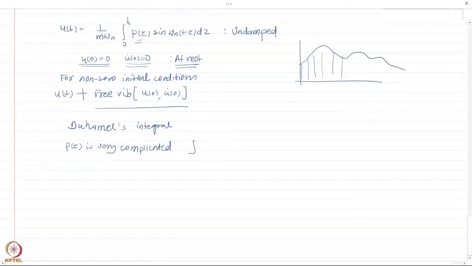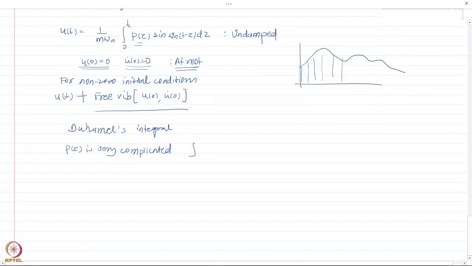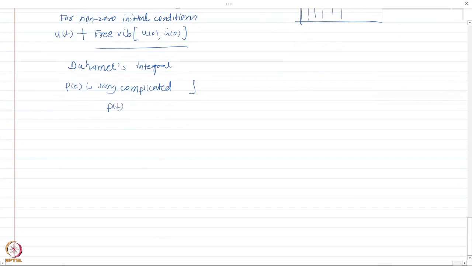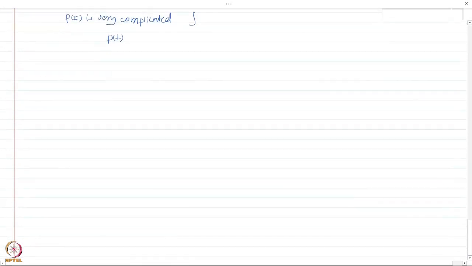This was just to give you an idea of how to get the response when there is any arbitrary non-periodic or non-harmonic loading function p of t. It might not always be the best method for finding the response of a single degree of freedom system, but it is good to have knowledge of it. Once you understand the Duhamel integral, let us go into some special cases of non-periodic loading and calculate the response.